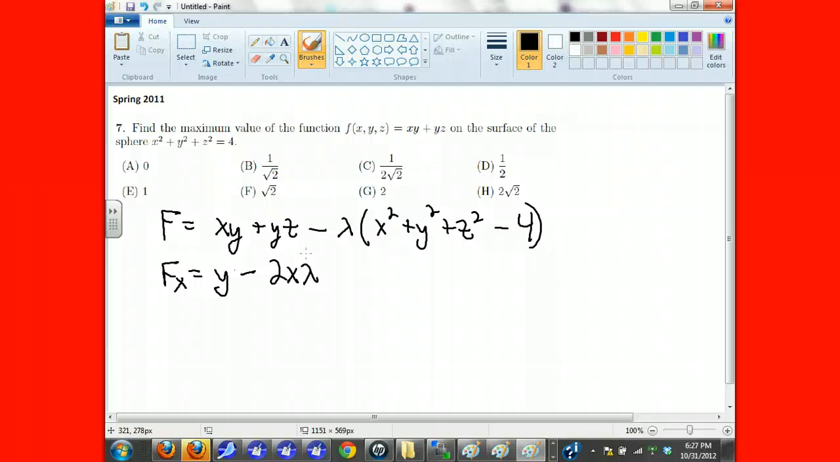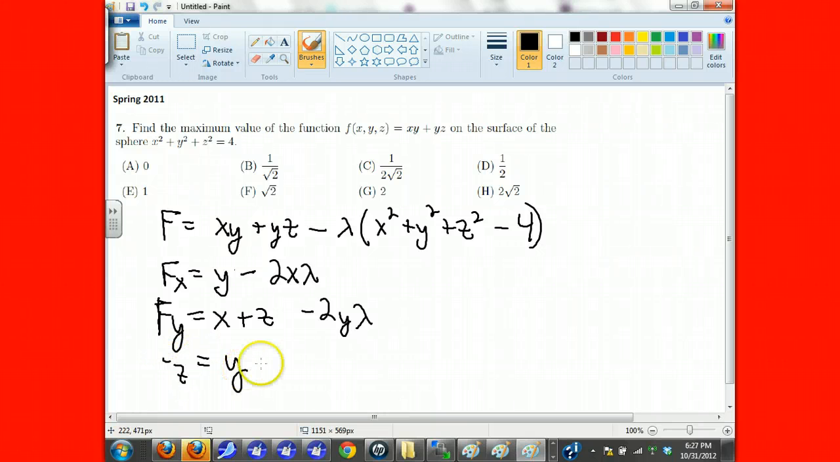Okay. And f sub y is x plus z minus 2y lambda. Then f sub z is y minus 2z lambda, and we have to set each of these equal to 0.